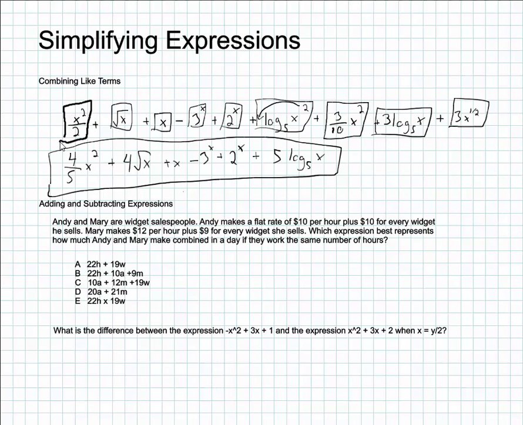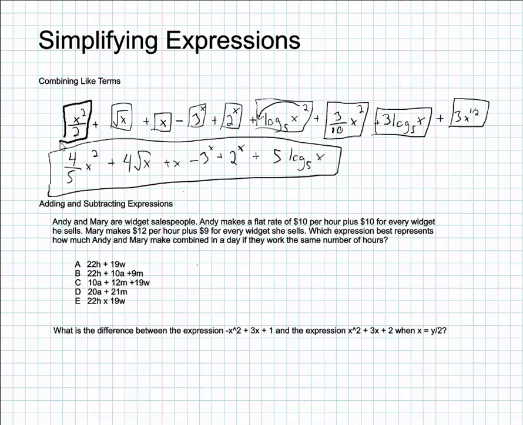Alright, next examples are adding and subtracting expressions. So Andy and Mary are widget salespeople. Andy makes a flat rate of $10 per hour plus $10 for every widget he sells. Mary makes $12 per hour plus $9 for every widget she sells.